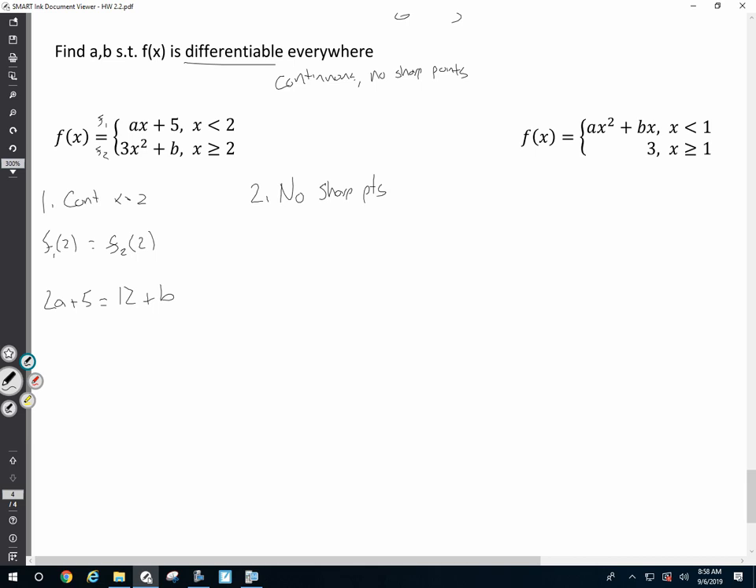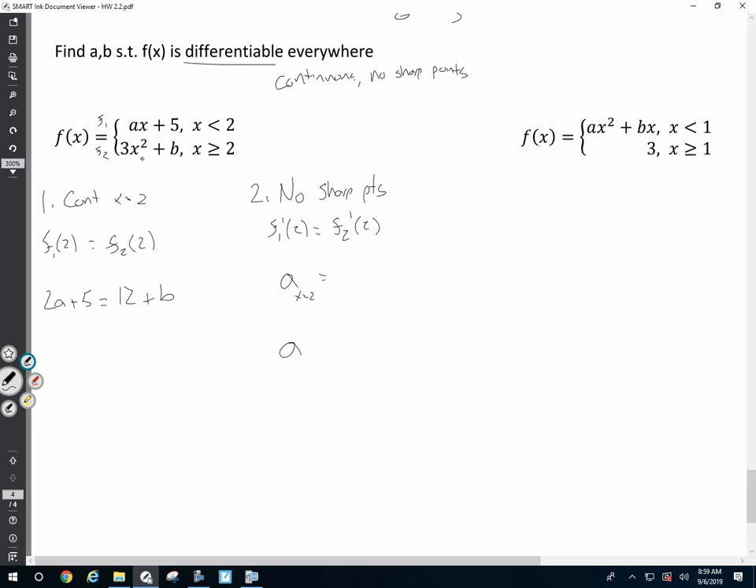Great. But the second thing now we need to make sure is that we don't have any sharp points. To ensure we don't have any sharp points, the tangent slopes need to be approaching the same value. The tangent slope of my first little piece needs to equal and approach the same value of the tangent slope of my second little piece. Let me show you what that looks like. Now, a is just a number, so the derivative of ax is just a. At 2, still just a.